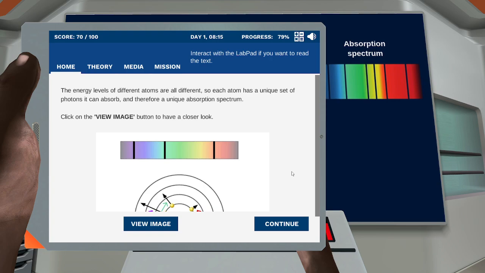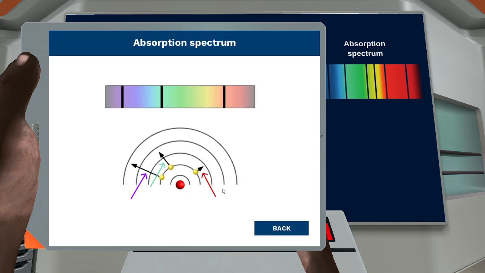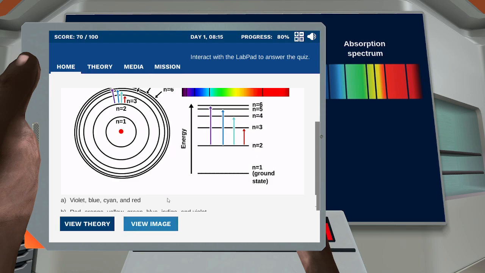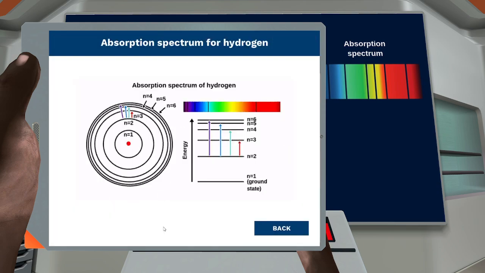Click on the View Image button to have a closer look. The image below displays the absorption spectrum for hydrogen and the corresponding jumps between electron orbits. Based on what you can observe, what wavelengths does hydrogen absorb? Click on the View Image button for a closer look.